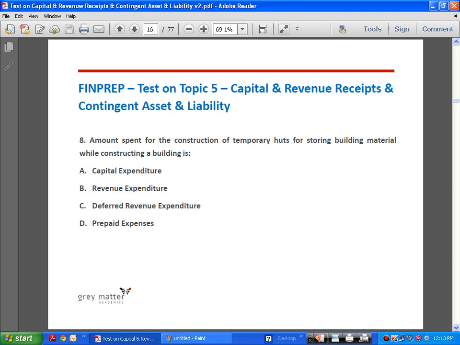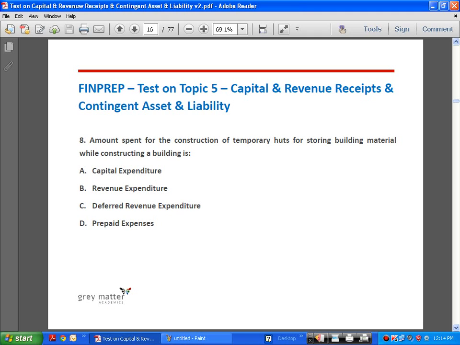Amount spent for the construction of temporary huts for storing building material while constructing a building. I think this is a common sight. We find small temporary constructions outside the construction site, where either the workers live or they store their building material. So this construction of temporary huts is absolutely essential for the construction of the building, right?